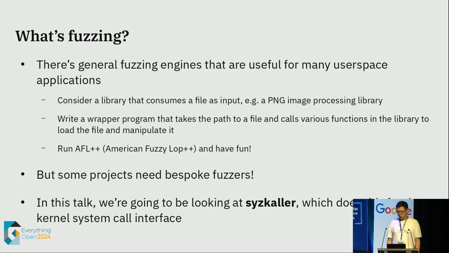So for example, you have a user space library that takes a PNG file and loads it and does some processing on that. Image libraries are a classic target for fuzzing because they're often parsing an extremely complex file format that's easy to get wrong, and they're often written in the world's greatest programming language, C, which definitely provides you with no opportunities to shoot yourself in the foot with memory corruption bugs.